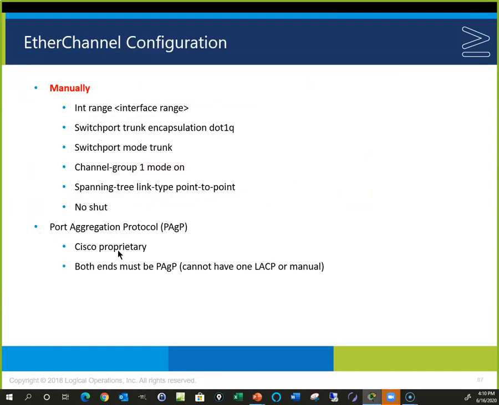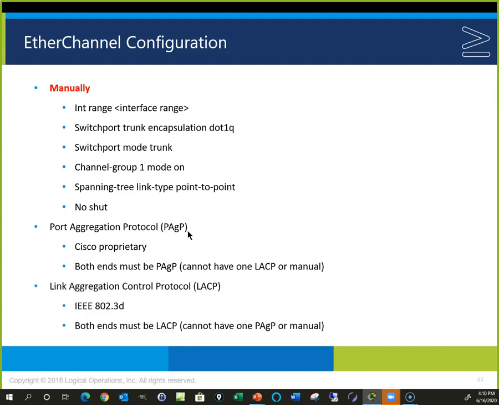When we do that, PAgP, Cisco proprietary, and LACP, when we configure this we have to pick one or the other. If one side's PAgP, the other side's got to be PAgP. We can't have a PAgP and an LACP. Different protocols, different languages. They don't talk to each other. It's kind of like having Chinese on one side and English on the other side. Not really going to communicate very well.